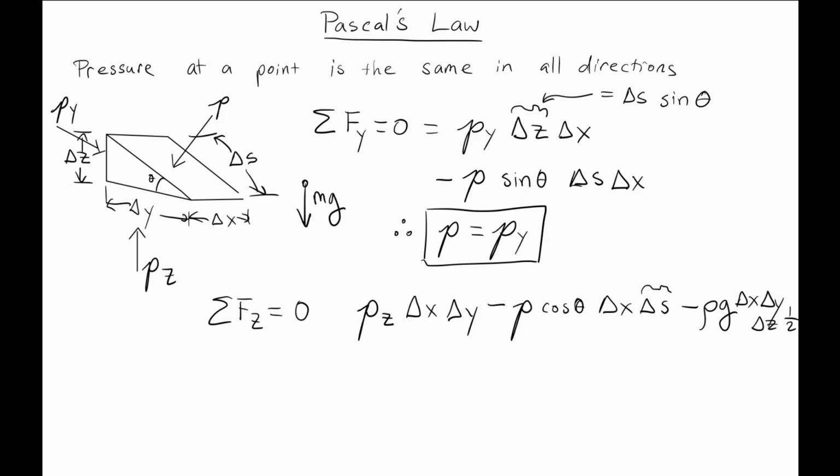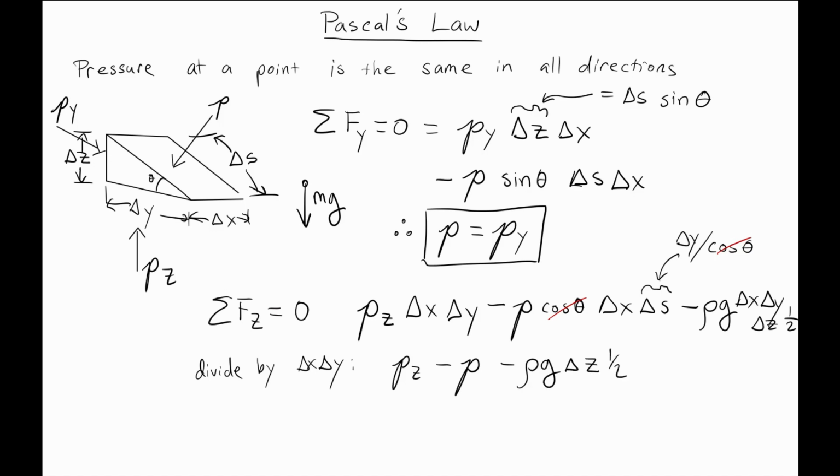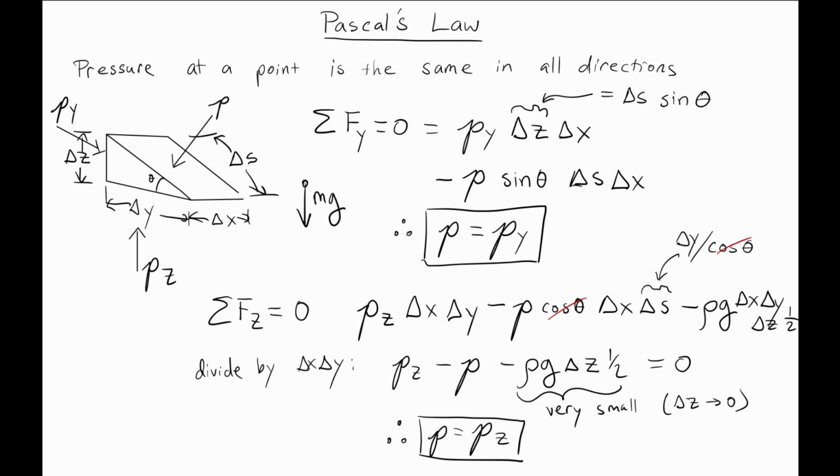And again, I can look at some of the dimensions. So delta s can be written as delta y divided by cosine theta. And you'll see then that the two cosines actually cancel with one another. And then I can divide by delta x times delta y, which exists in all the terms, which gives you P sub z minus P minus a term that includes the weight. But if I look at the weight term, it actually has a delta z in it, which I know is an infinitesimal element. So that term's actually incredibly small. So the only terms that are actually there are the P and the P sub z, and therefore those two things must be equal to one another.